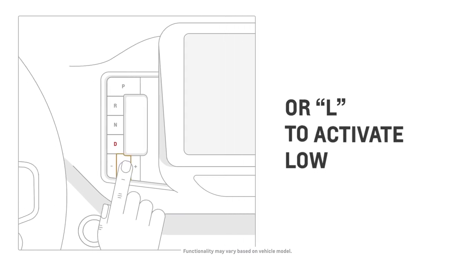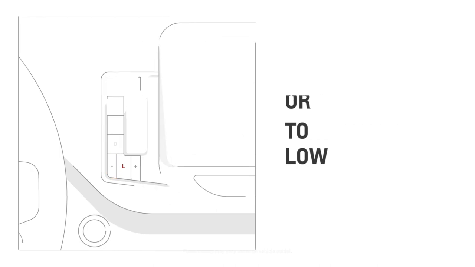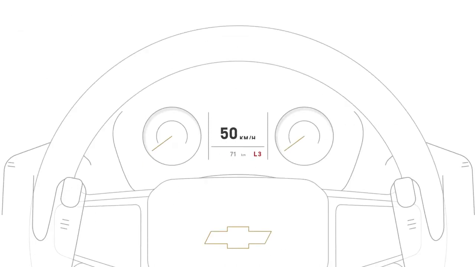If your vehicle is equipped with low, you can use the plus or minus buttons or paddles to limit the highest gear available. The highest available gear will display on the driver information center. To exit low or manual and return to drive, pull the drive button.